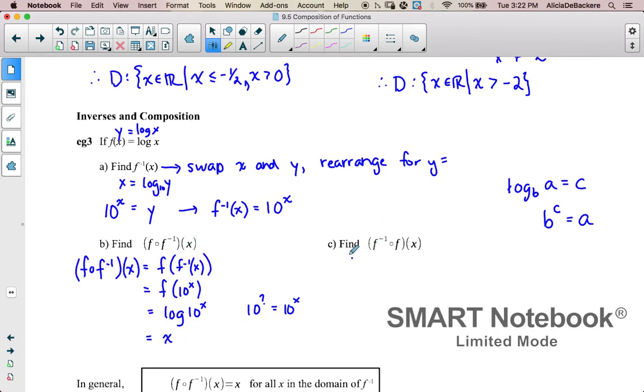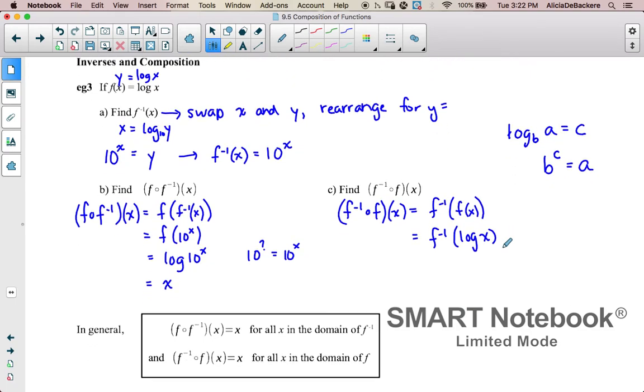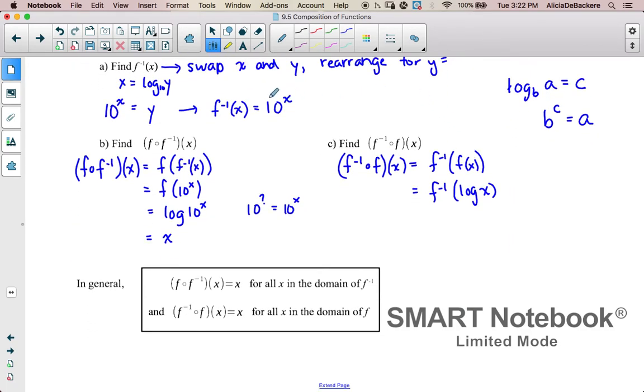Now we're going to check what happens when I put the function into the inverse. So this time I'm going to put the function in. The function was log x. And I'm substituting that into the inverse function. So remember, the inverse function was 10 to the power of the input. So 10 to the power of log x for us.